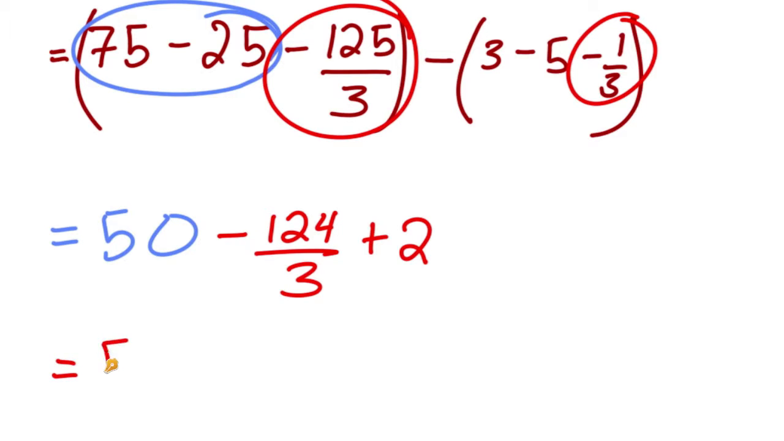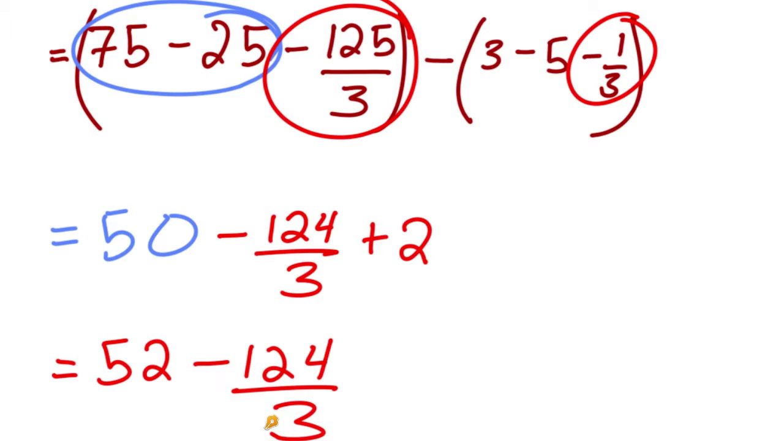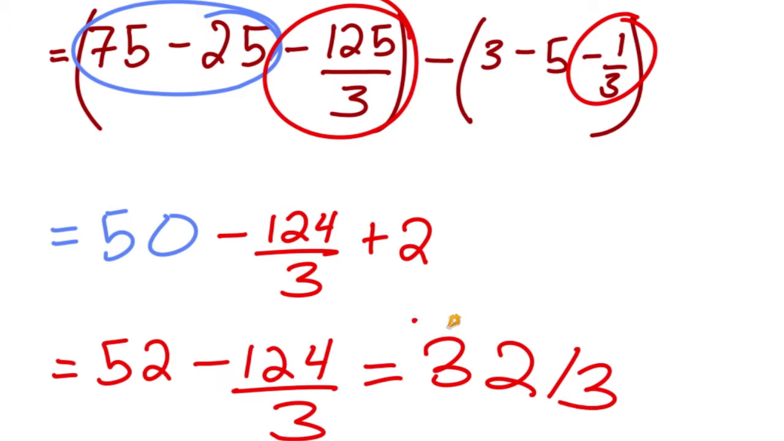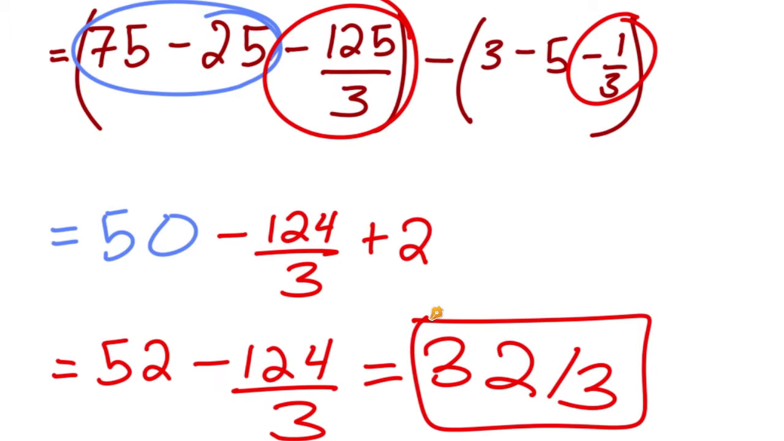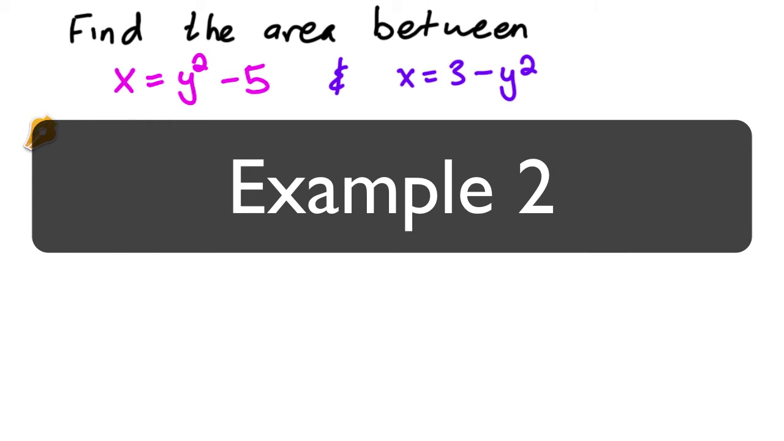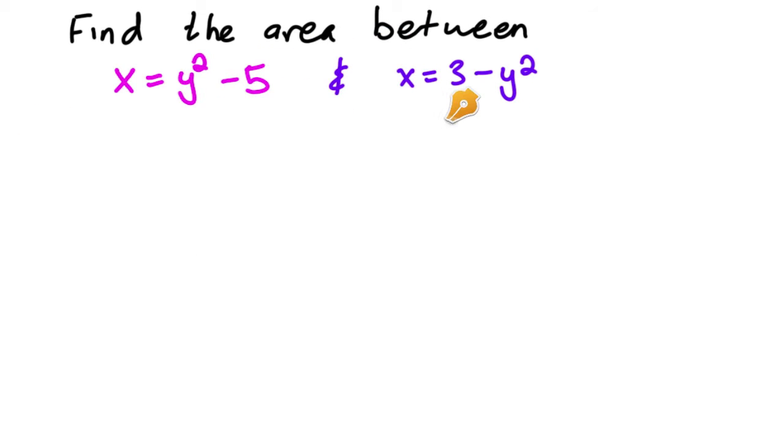Okay, so this is equal to 52 minus 124 over 3, which is 32 thirds. Okay, so we need to find the area between these two functions.